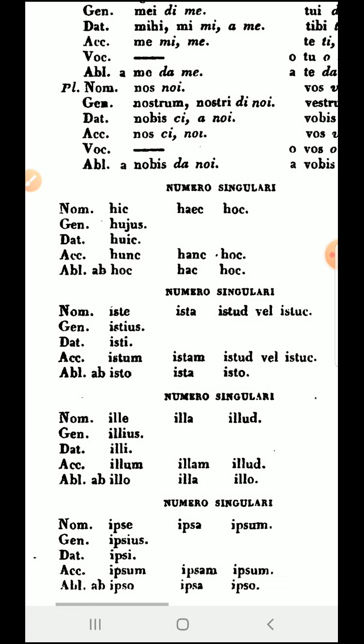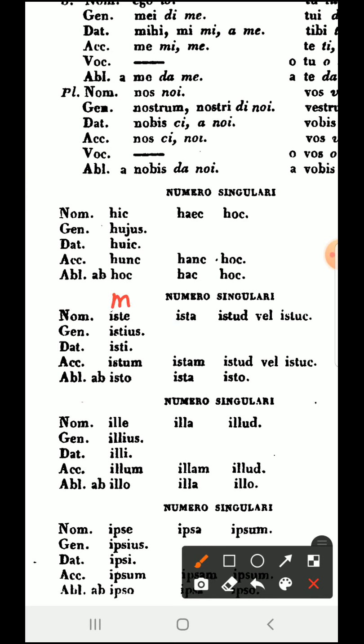In the masculine, the nominative singular, we have iste. And then in the genitive singular, we have istius. And notice the ius ending in the genitive, just like we had with huius above. Iste, istius. In the dative, we have isti. In the accusative, we have istum. And then in the ablative, we have ab isto. So for the masculine singular, we have iste, istius, isti, istum, isto. And remember, this pronoun means that of yours, or that near you.